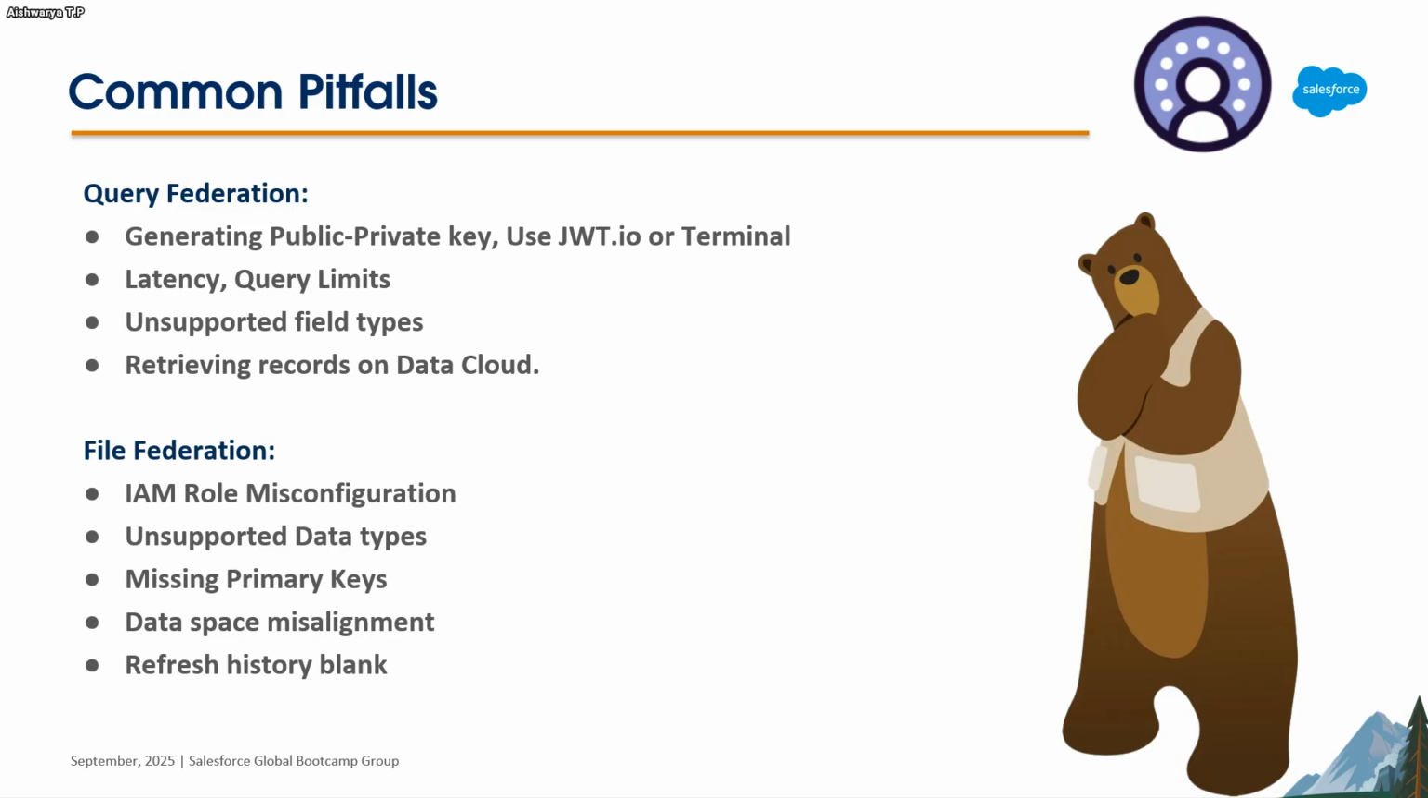First is while generating the public key and private key, you need to keep in mind whether it's working properly. As per the official documents, you can use JWT IO or the terminal. If you have any other application where you can generate a public key and private key, you can use that as well. There is no such restriction. You are going to use an RSA token kind of thing, maybe a keyword and a code, and based on that you generate your private key and public key, but store that securely somewhere, because you are going to use it later in the connectivity.